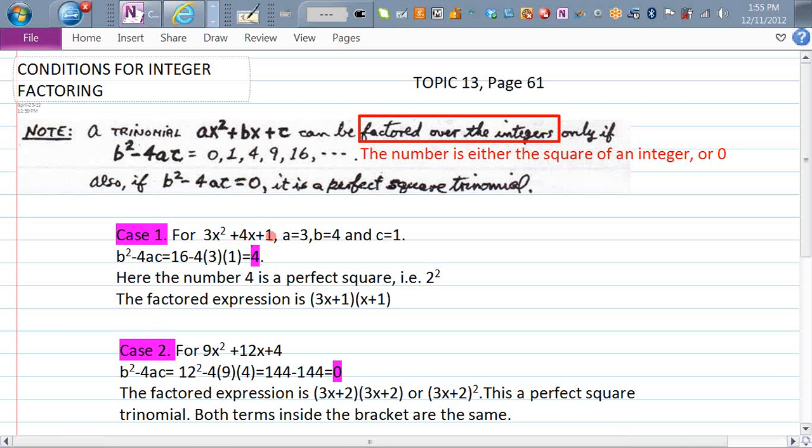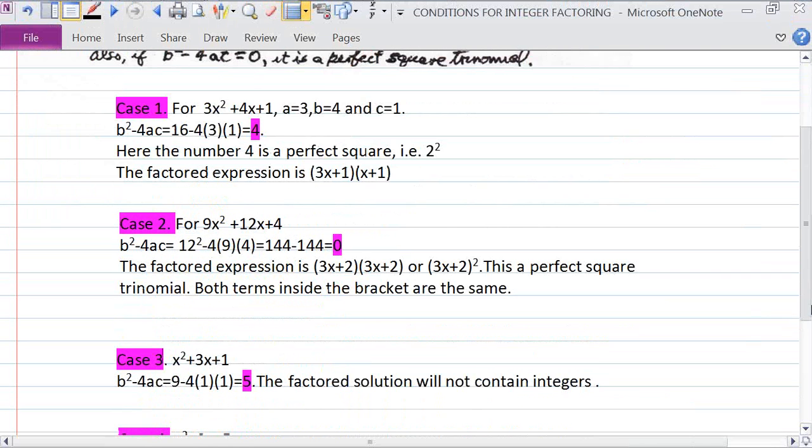This can be factored as this. You can see 3x times x gives me 3x squared. Combination of the outer is plus 3x plus the inner plus x gives me plus 4x. And the last times the last gives me plus 1. So when we get a perfect square, we know that we are going to get integer solutions. So when this number, b squared minus 4ac, is a perfect square number, we are going to get integer solutions.